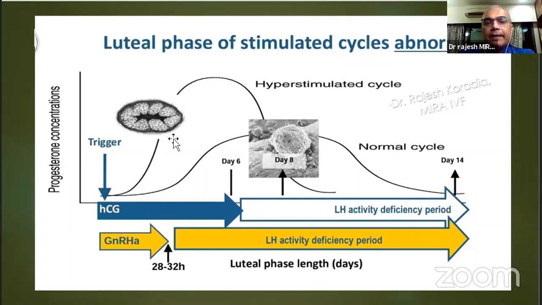While after hCG trigger, the highest peak of the progesterone level compared to the natural cycle is achieved earlier, but it also starts declining earlier, from the 6th day post trigger, and becomes lower than the natural cycle around the 8th day post trigger, where the actual implantation is happening. See, here is the time where actually implantation is happening. So at that time, following hCG trigger, the progesterone level is low. So after agonist trigger, after 72 hours, the progesterone starts declining.